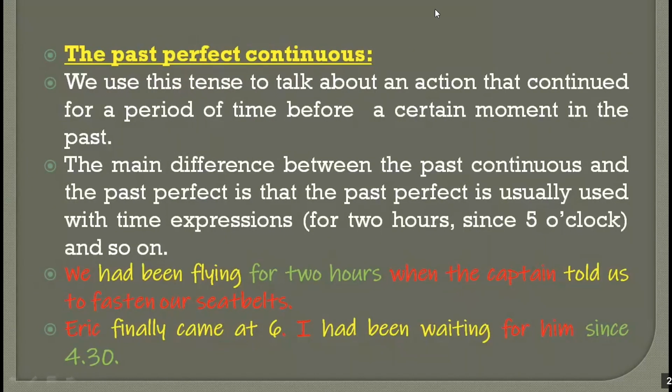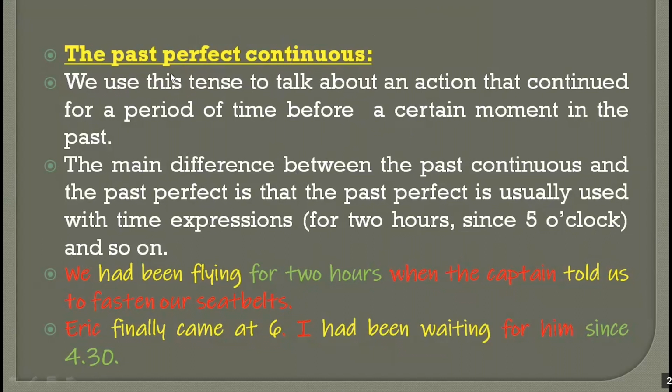Now let's talk about the past perfect continuous. We use this tense to talk about an action that continued for a period of time before a certain moment in the past. Now, the main difference between the past continuous and the past perfect continuous is that the past perfect continuous is usually used with time expressions like for 2 hours, since 5 o'clock, and so on. Let's look at these examples.